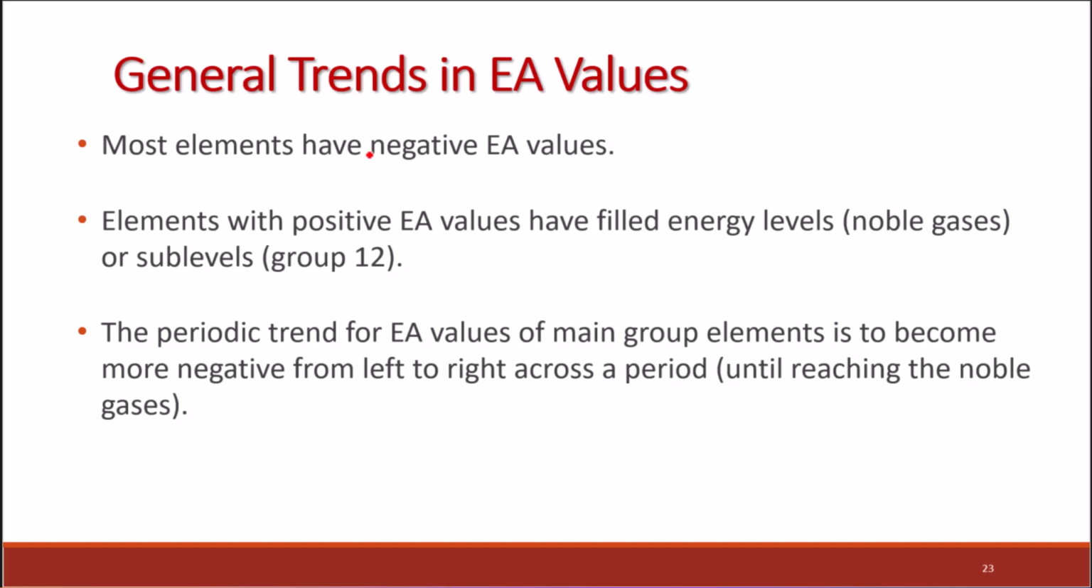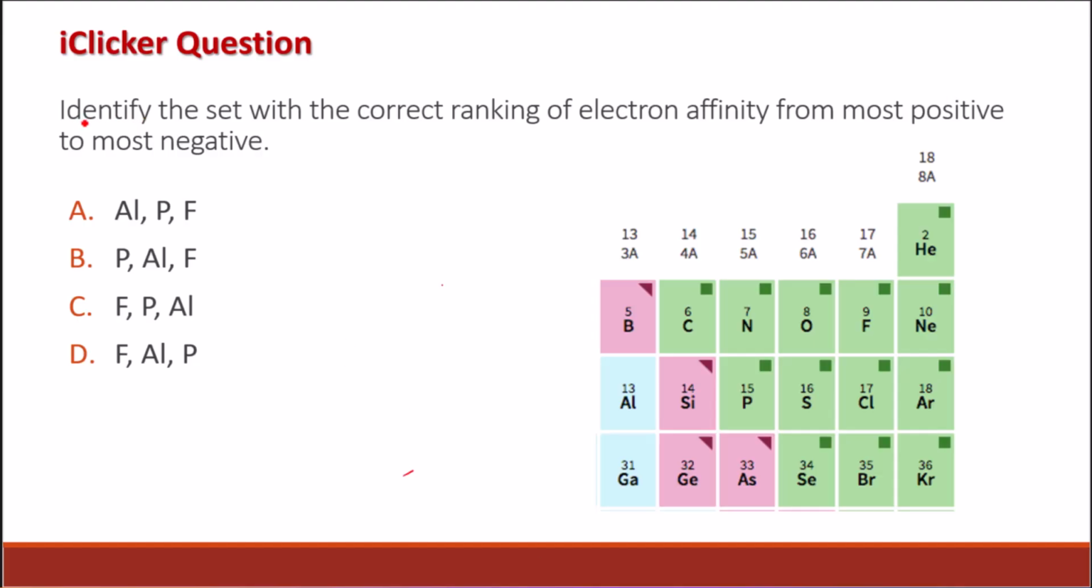Okay, general trends in electron affinity. Most elements have negative electron affinity values, even metals. Elements with positive electron affinity values have filled energy levels like noble gases or sublevels of group 12. The periodic trend for electron affinity values of main group elements is to become more negative from left to right until reaching the noble gases. Okay? And we've talked about the exceptions. All right, let's read the question.